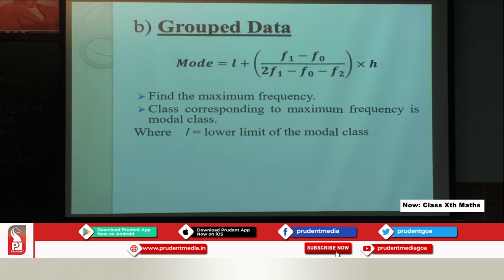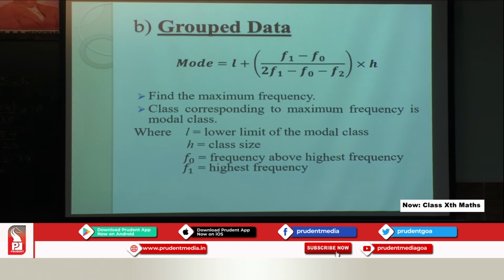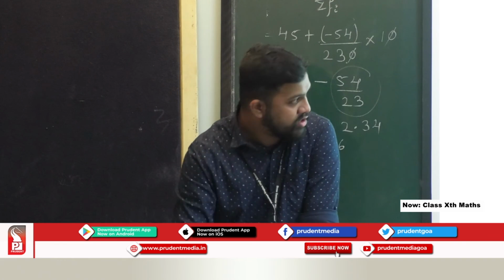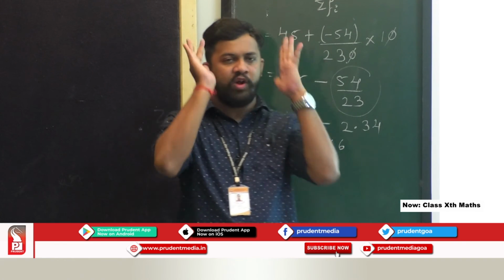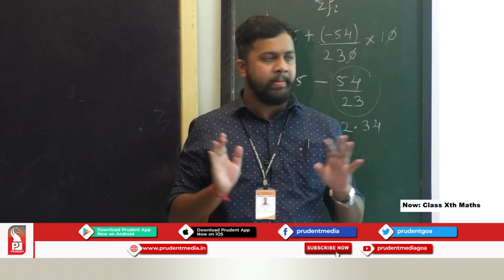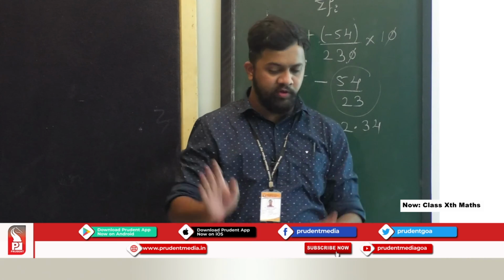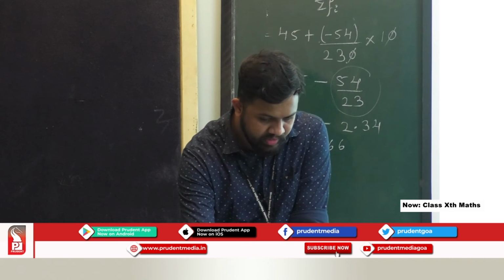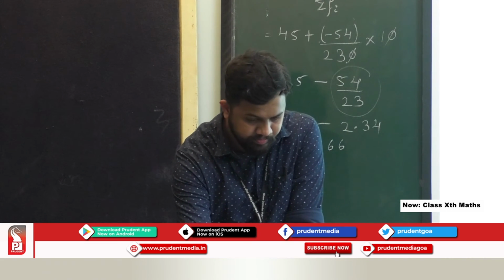So these are the terms in this formula. L is the lower limit of modal class. H is your class size. F0 is the frequency above highest frequency. F1 is highest frequency. And F2 is nothing but the frequency below highest frequency. So these are the terms. Before solving, first of all, this formula has to be clear. Once your formula is clear, then you can find it directly. So let's take the first problem.